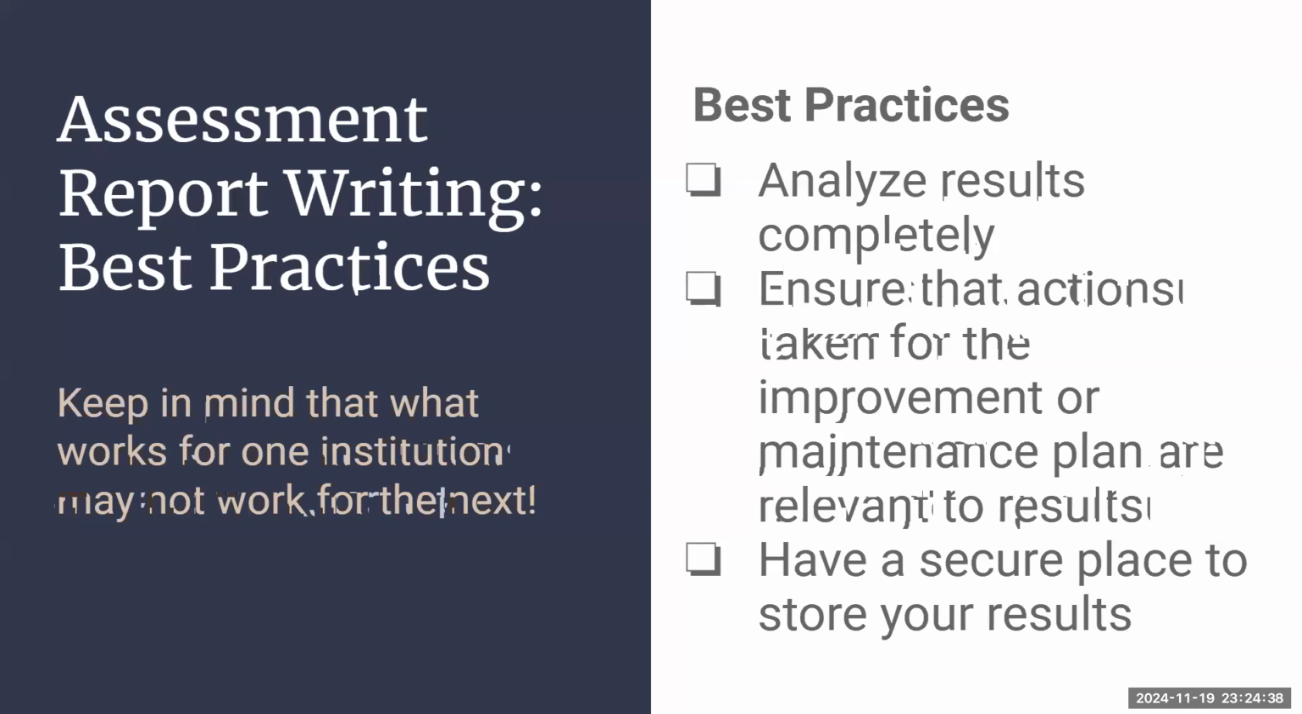We want to make sure that we are analyzing our results completely. Like I mentioned earlier, if you have a breakdown of letter grades, that's awesome. It's a really good start. That is valuable information. You should include it. But if you had a good chunk of students that got a B or a C, why did that happen? Providing those percentages is just the first step. We need to dig a little deeper.